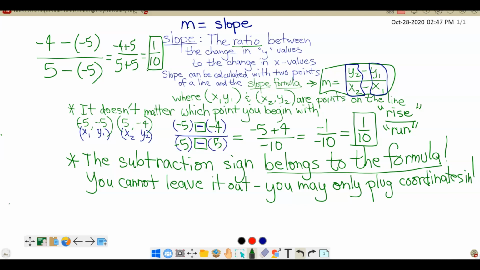So there you have it, the slope formula. 2 points on a line. It doesn't matter which one you start with, as long as you are consistent in which one you're writing first and which one you're writing second. And the subtraction signs belong to the formula, and you may not forget about them.